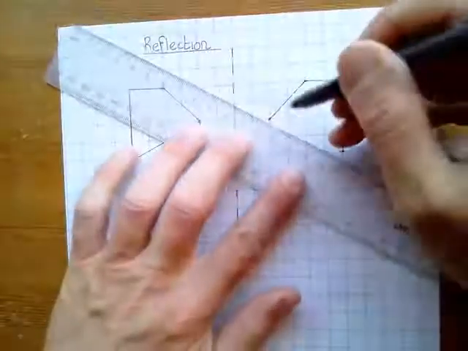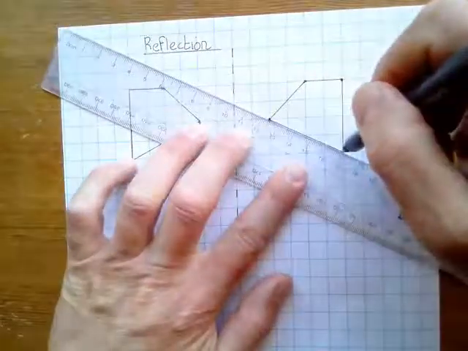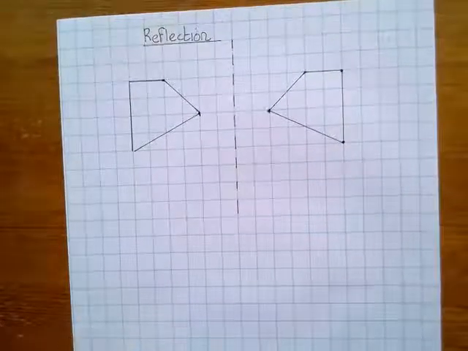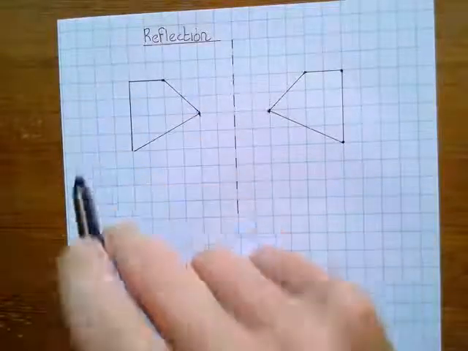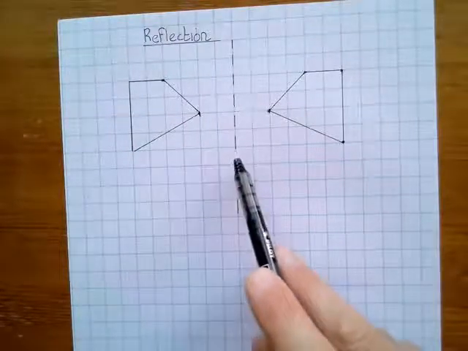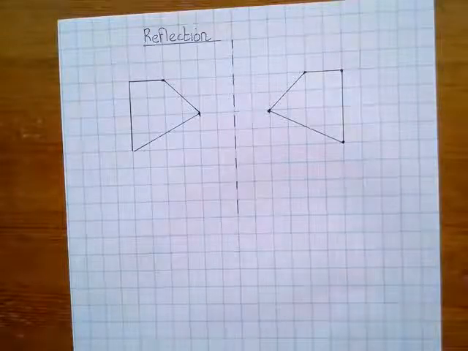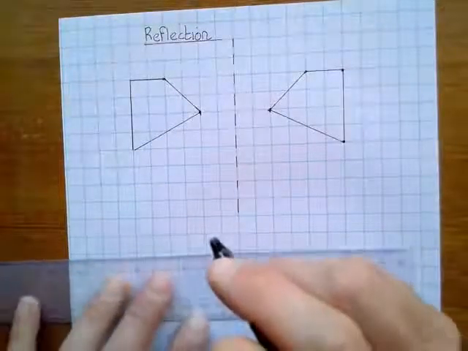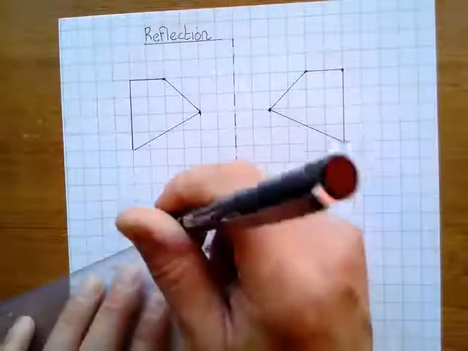Okay, so that's how you reflect a shape in a mirror line. Very, very simple process. Just look at the corners of the shape and make sure they are the same distance the other side of the mirror line as they were this side of the mirror line. Let's do one where the mirror line actually goes through the shape.